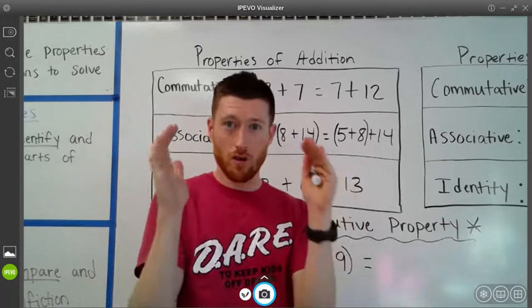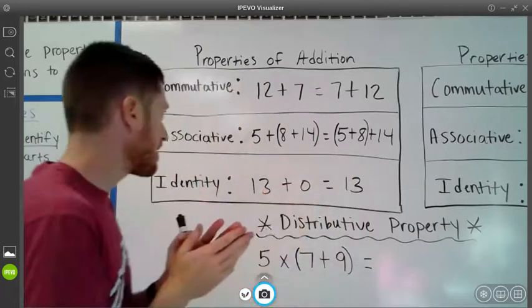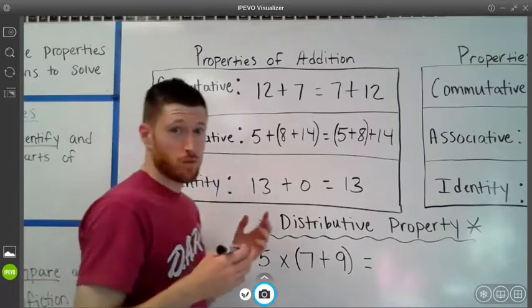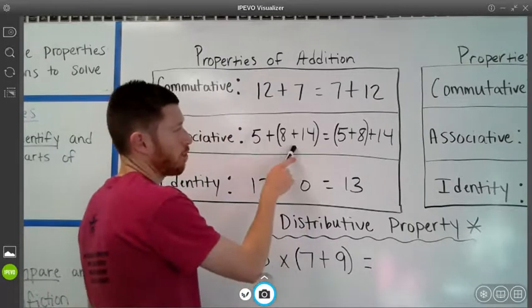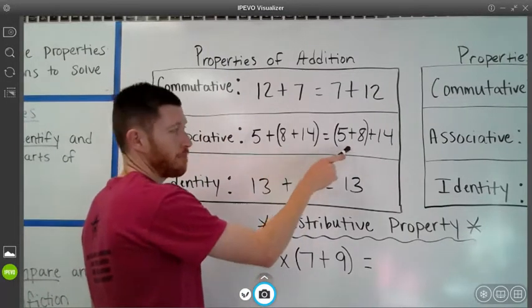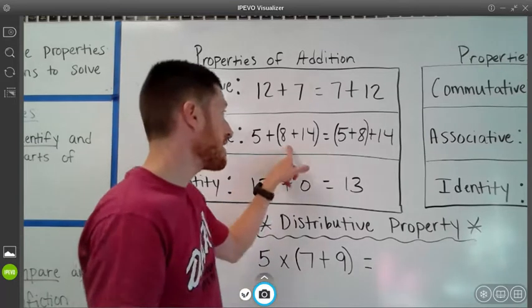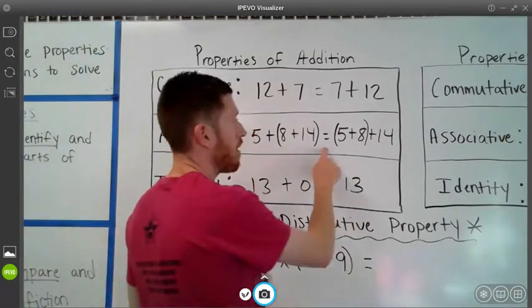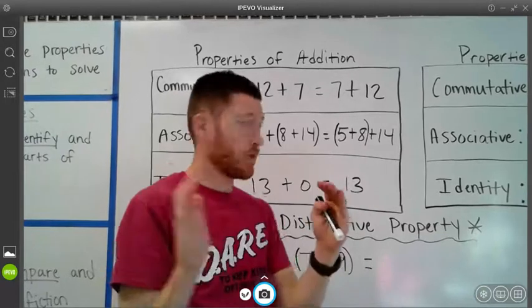Then you've got the associative property, and I like to think about the associative property as numbers that are associating with each other. They're being grouped by those parentheses. And so this problem, if you look closely, looks different, but it's really not. 5 plus 8 plus 14, and over here you've got 5 plus 8 plus 14. It's just in this one, the 8 and 14 are associating with each other, and then in this problem, the 5 plus 8 are associating with each other.